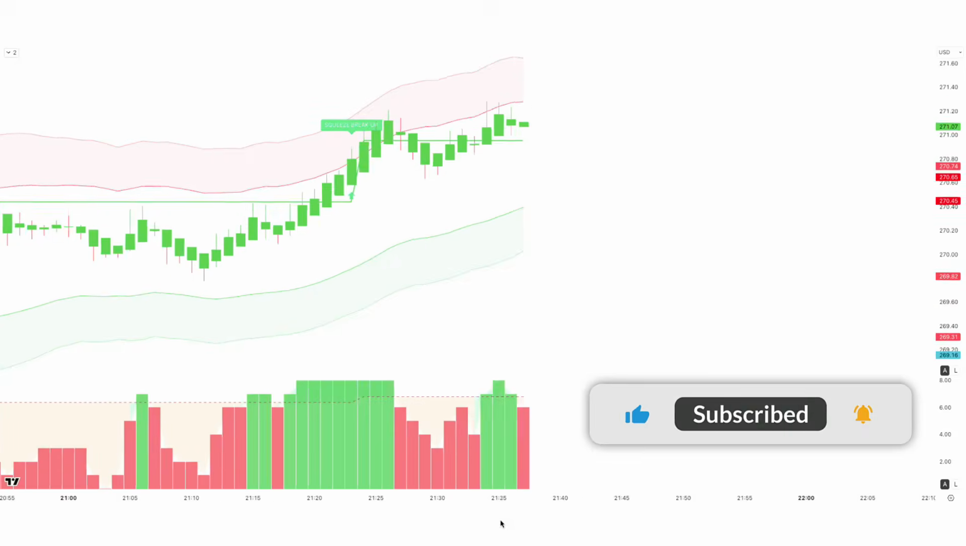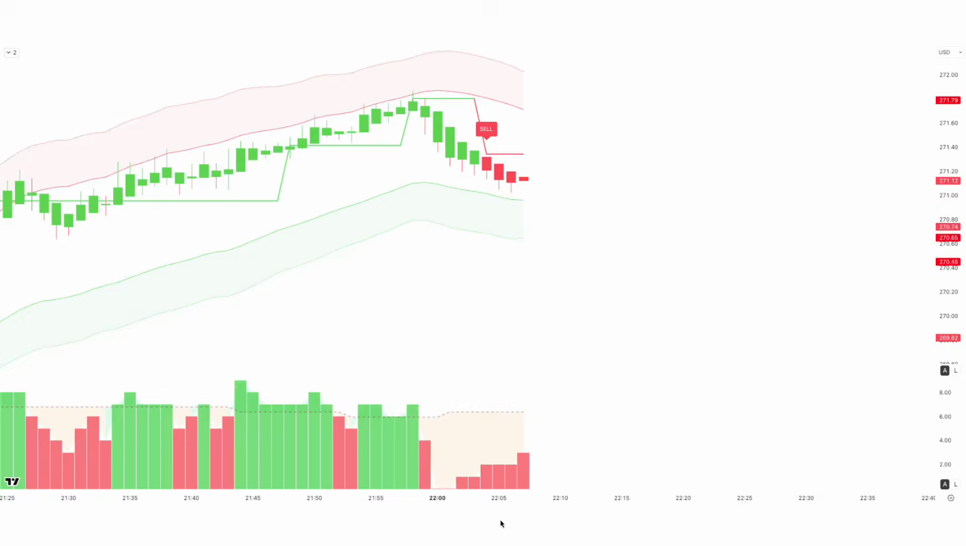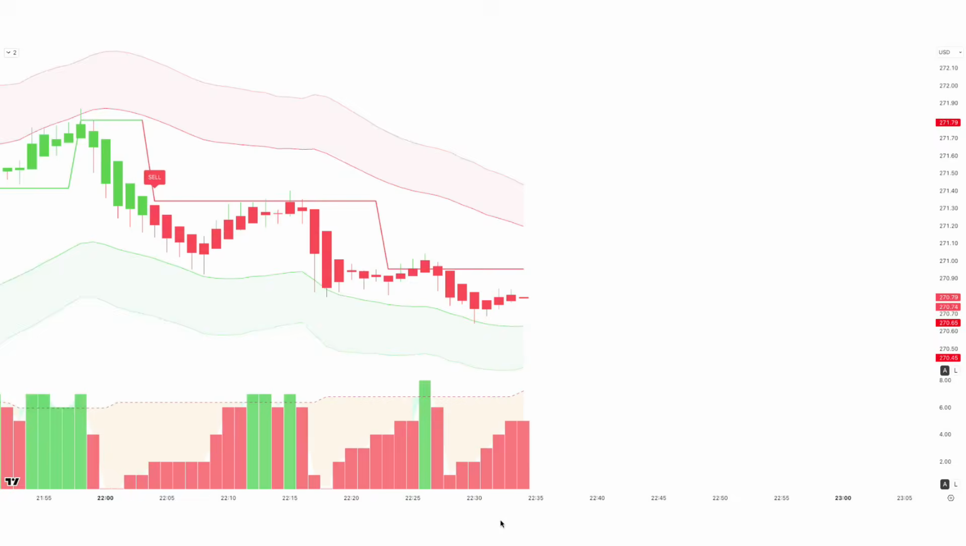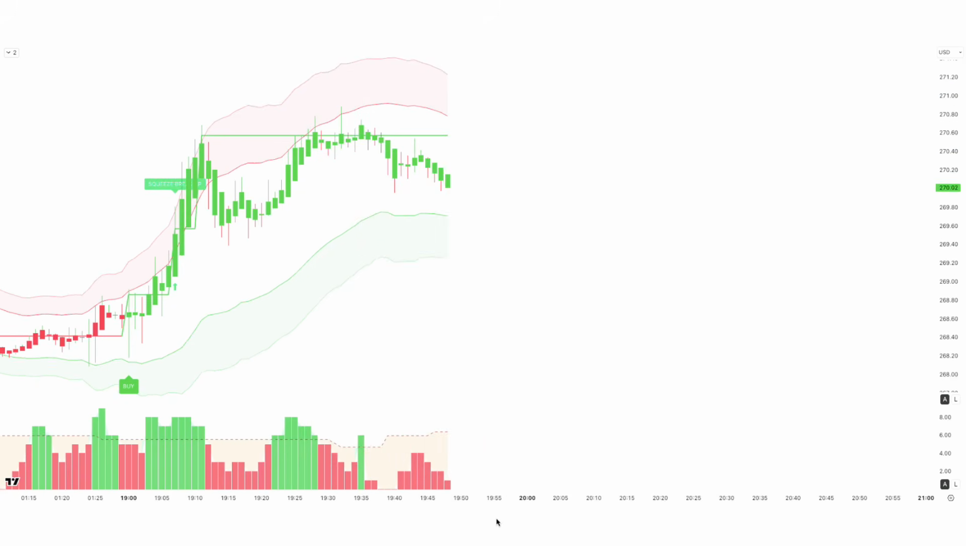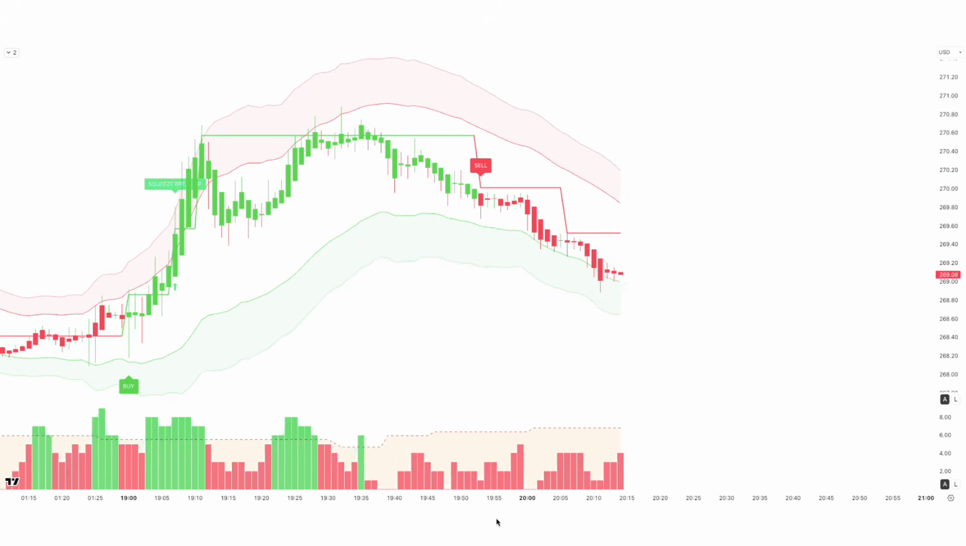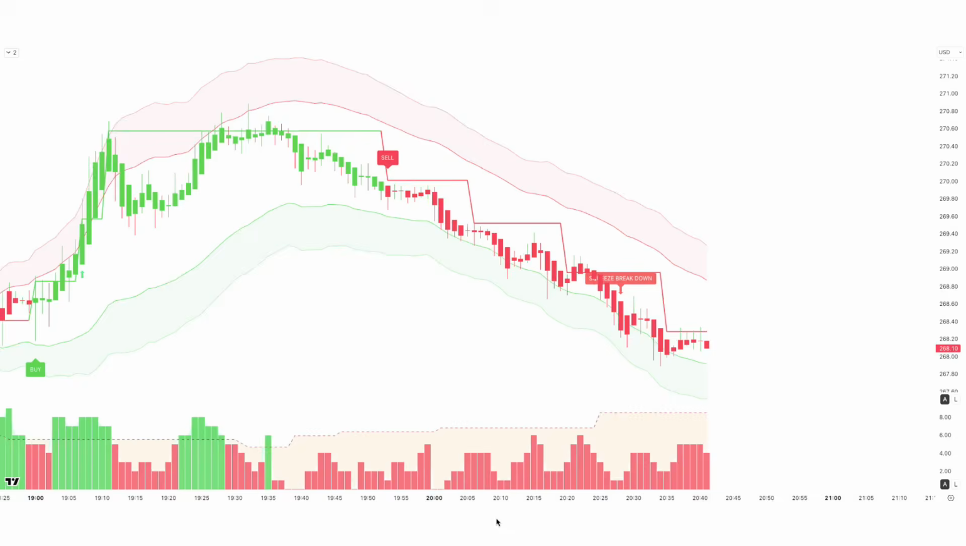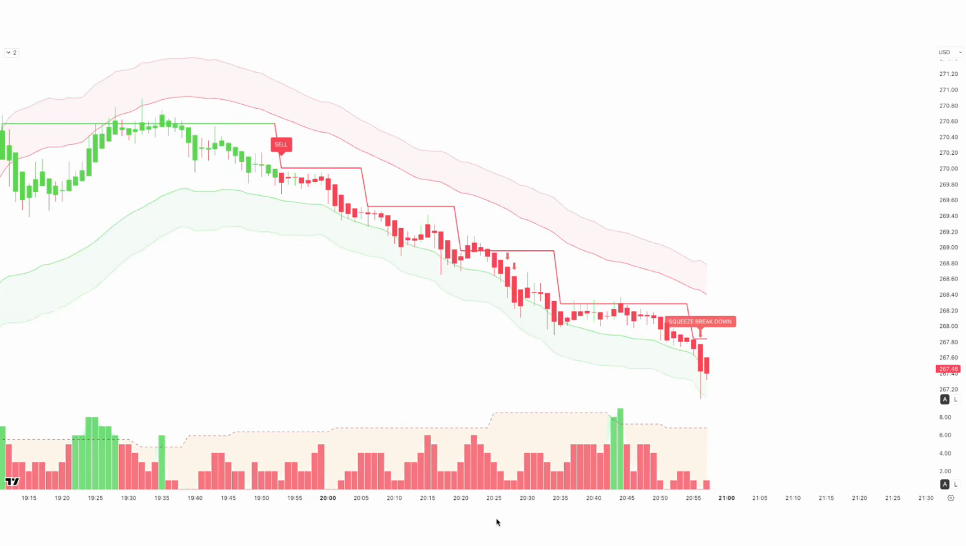So now you've seen how this new 2026 indicator works. Clean structure, clear confirmation, simple execution. But remember, no indicator works alone. The real edge comes from how you manage risk and follow rules consistently.